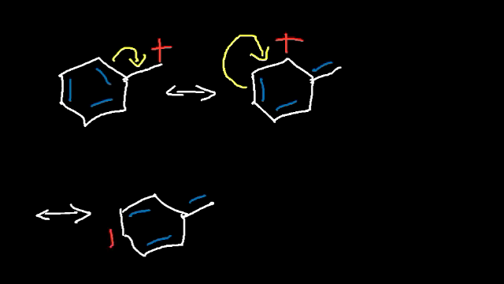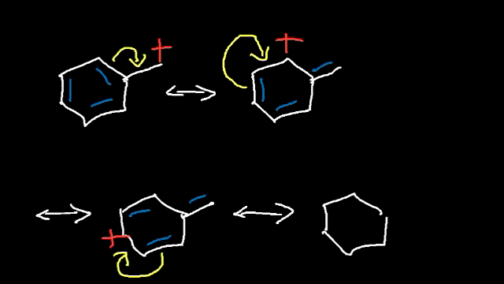And so now the plus charge is over here, and this double bond can move towards it. And so now there we have the plus charge. So that's how you can draw the resonance structures for that particular cation.